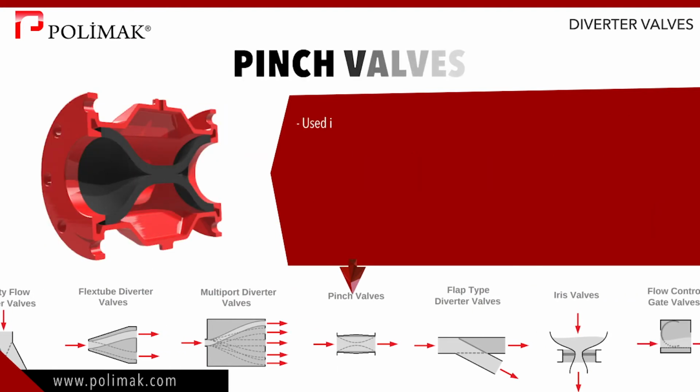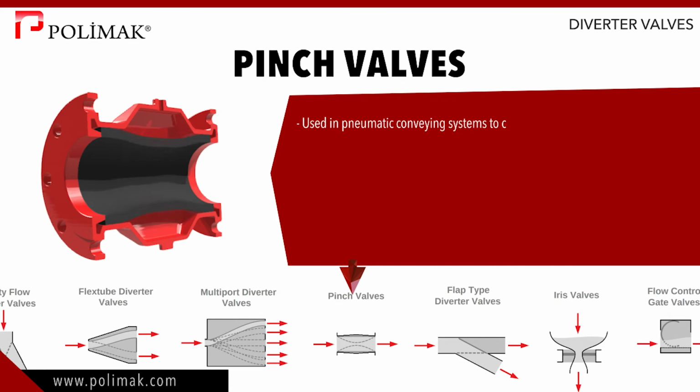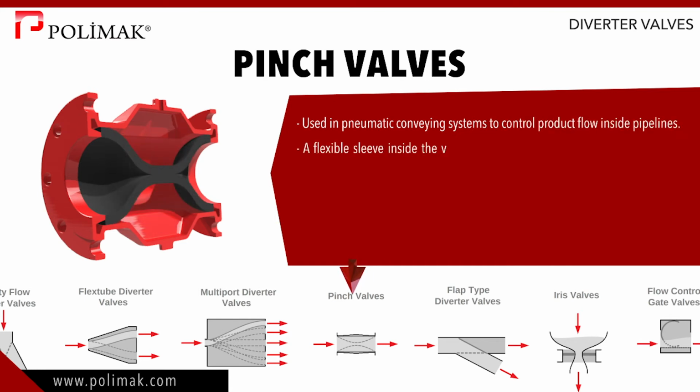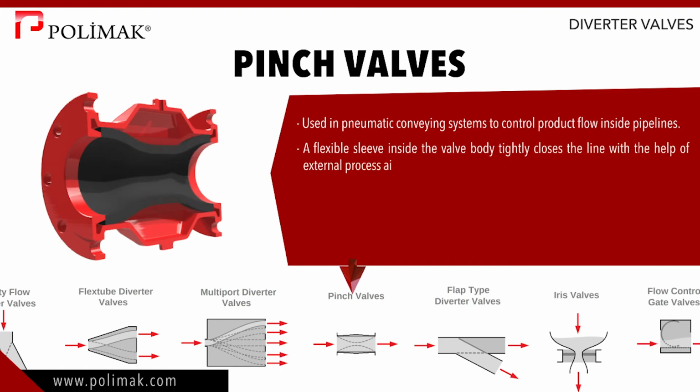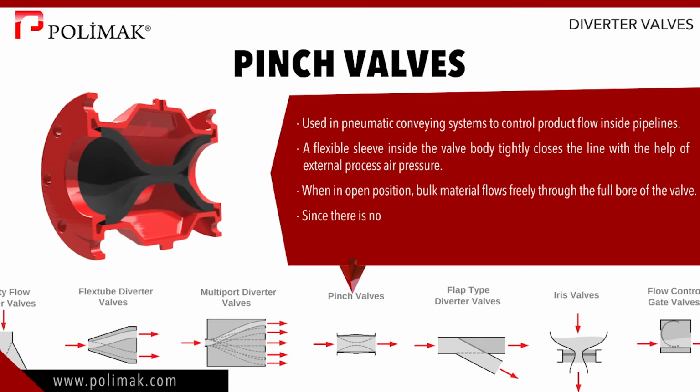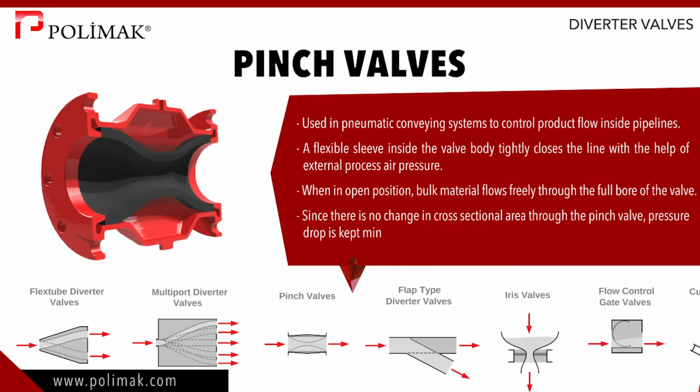Pinch valves are used in pneumatic conveying systems to control product flow inside pipelines. A flexible sleeve inside the body valve tightly closes the line with the help of external process air pressure. When the pinch valve is in open position, bulk material flows freely through the full bore of the valve. Since there is no change in cross-sectional area through the pinch valve, pressure drop is kept minimum.